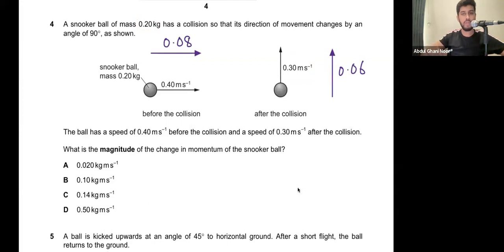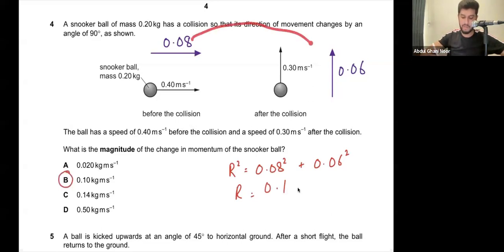And the two are at 90 degrees to each other, which means the resultant can be found using Pythagoras' theorem. So resultant squared is equal to 0.08 squared plus 0.06 squared. So R is equal to 0.1 kilogram meters per second. The answer is B. Don't make the mistake of subtracting the two, and don't make the mistake of adding the two. You can't do that. You can only use Pythagoras' theorem, because they are at 90 degrees. If it were the same direction, we could add or subtract. So the answer to 4 is B.